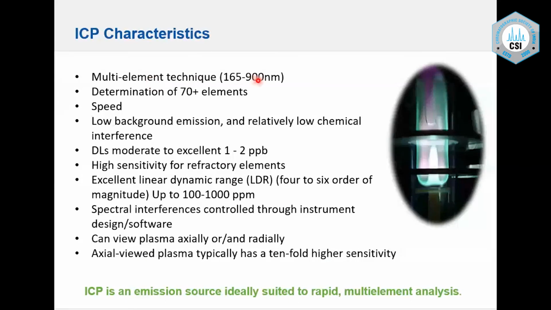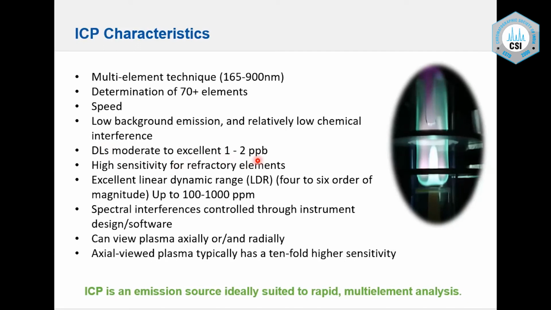So what are the ICP characteristics? You can do multiple elements with the spectral range according to the manufacturer, and you can do more than 70 elements very quickly, so it is a high speed instrument. The atomization source used here is argon, which is inert, so you get very low background here. The sample gets destroyed properly, so detection limits you normally get at the ppb level.